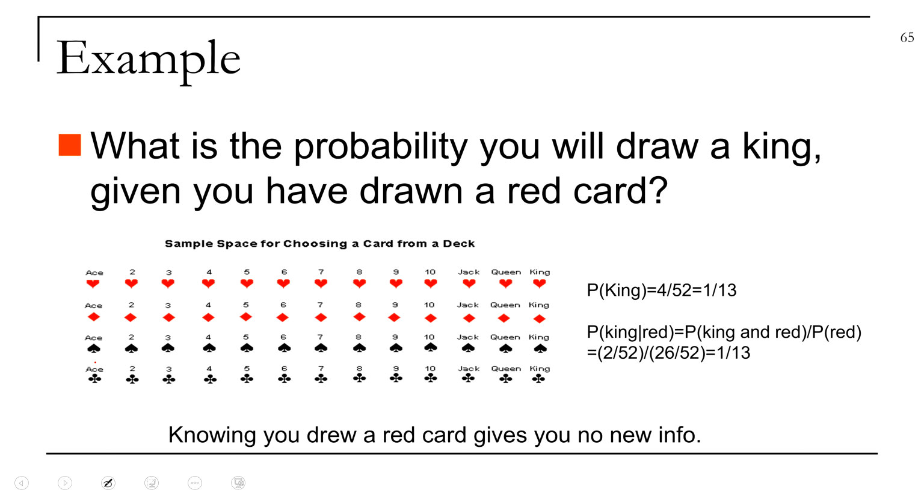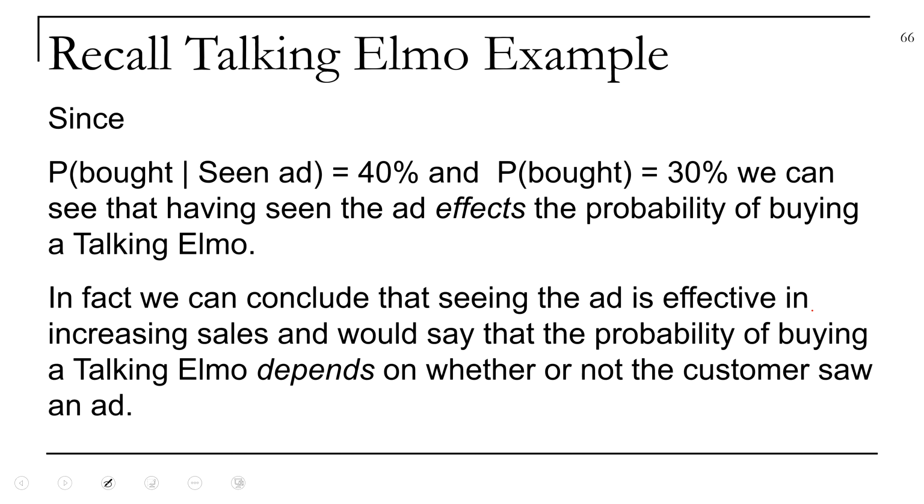Example, what's the probability you'll draw a king given you've already drawn a red card? Well, the probability to draw a king, there are 4 kings, there are 52 cards in the deck, it's 4 out of 52. Given it's a red card, it turns out the probability of king and red card, half the cards are red and half the cards are black, and there are 4 kings, but the math works out to be exactly the same. So knowing you draw a red card gives you no new information about drawing a king. And that's because, again, they're evenly split. But we'd say drawing a king and drawing a red card are independent. They're not related to each other.